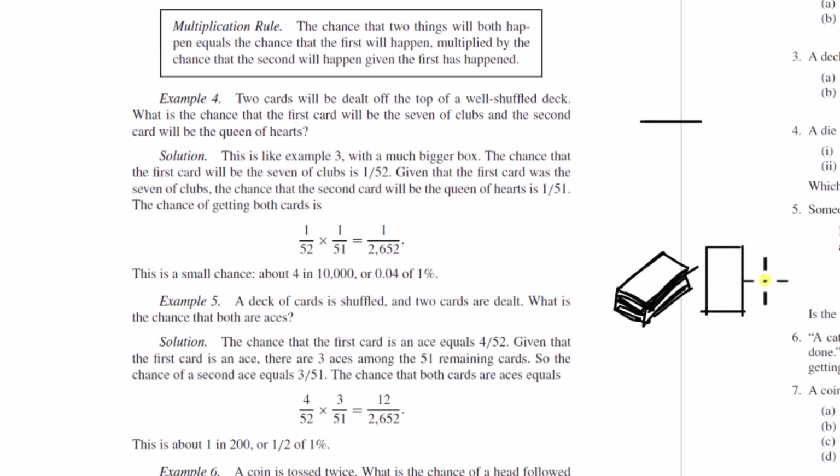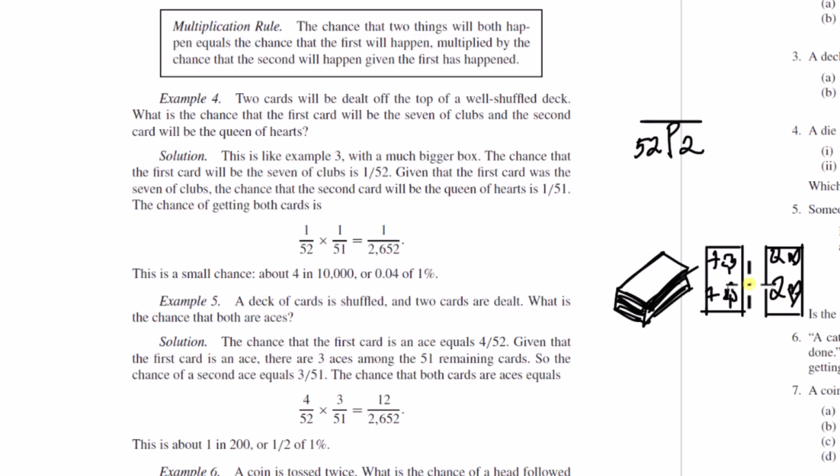Okay, what are the chances that the first card is the 7 of clubs and the second card is the Queen of hearts? Okay, so what's the total number of outcomes in this case? You could have a 7 of clubs, a Queen of hearts. You could have a Queen of hearts, a 7 of clubs. You could have a 7 of diamonds and a Jack of spades, or you could flip those, right? So this is going to be 52P2. That's the total number of possible outcomes here.